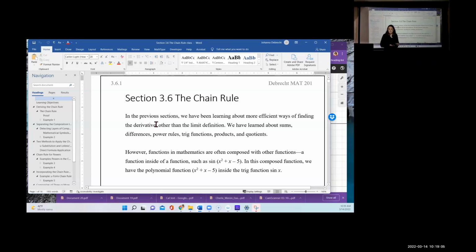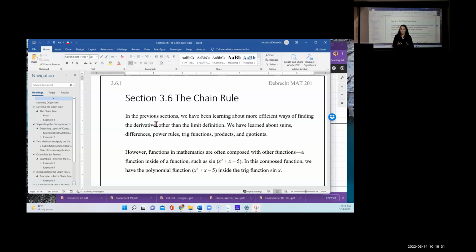Now we want to talk about the chain rule. The chain rule is what allows us to take the derivative of functions that have been composed together. So by composition, we're talking about a function inside of a function. So when you take the derivative of a function inside of a function, this is what we mean by the chain rule.